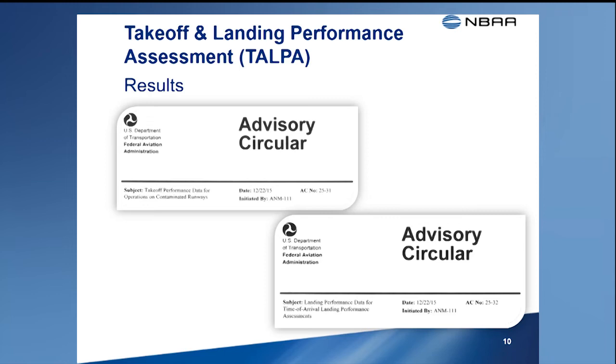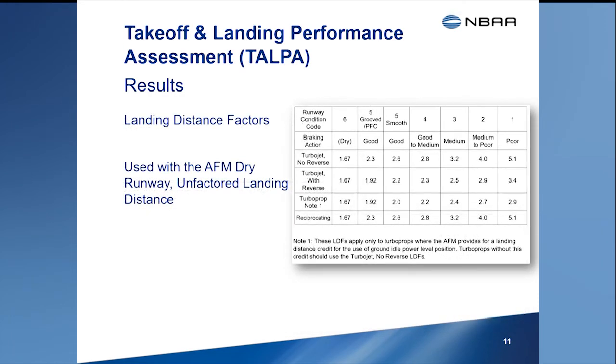You'll find the results of the TALPA committee's efforts in 2 new advisory circulars that help guide airplane manufacturers on developing contaminated runway takeoff and landing data specifically designed to work with the new runway condition codes and contaminant descriptions. Until manufacturers can furnish landing data based on this new guidance, and for older airplanes whose manufacturers are no longer in business, the FAA is providing a set of landing distance factors based on the reported runway condition codes and braking action levels. Factors are furnished for turbojet, turboprop, and reciprocating engine airplanes.